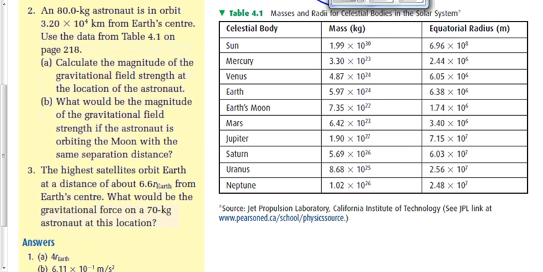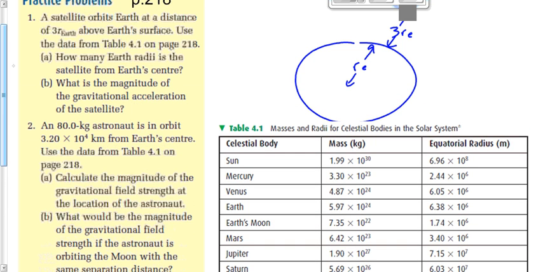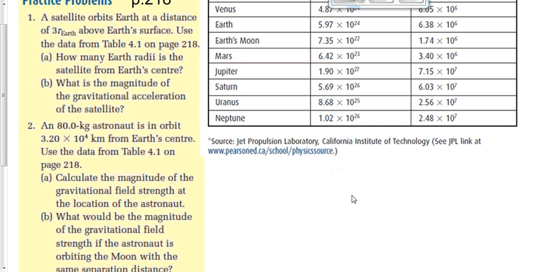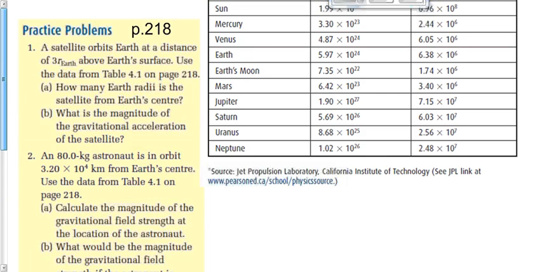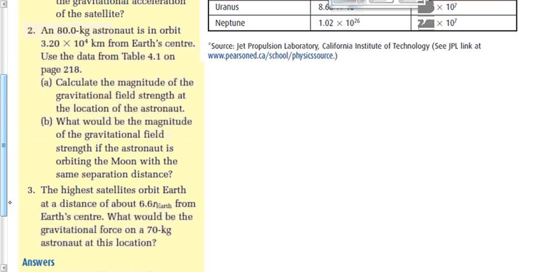All right, let's have a look at question number 2. It says an 80-kilogram astronaut is in orbit 3.20 times 10 to the 4 kilometers from the Earth's center. Using the data from the table that we copied over onto this page, what's the magnitude of the gravitational field strength at the location of the astronaut?